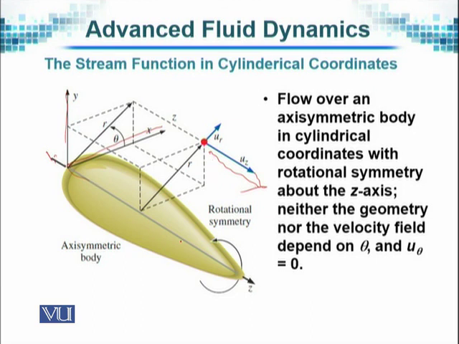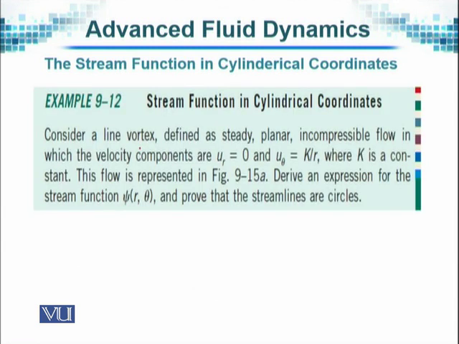uz will be the velocity in the z direction as indicated here, and ur is in the radial direction. And of course the motion that is taking place in the angular direction will be u theta. So these depend upon how the geometry is, how the flow field is.